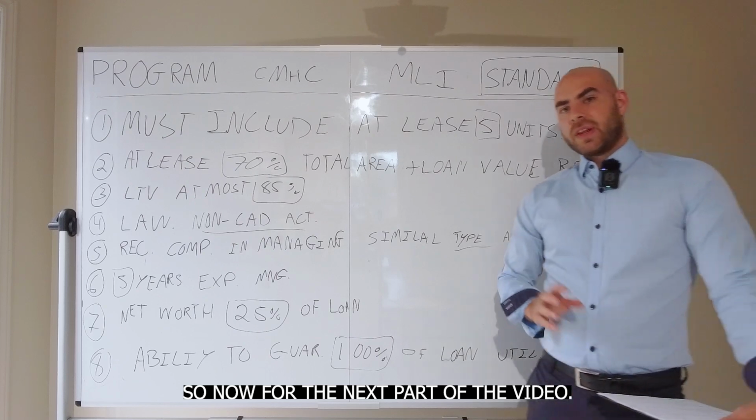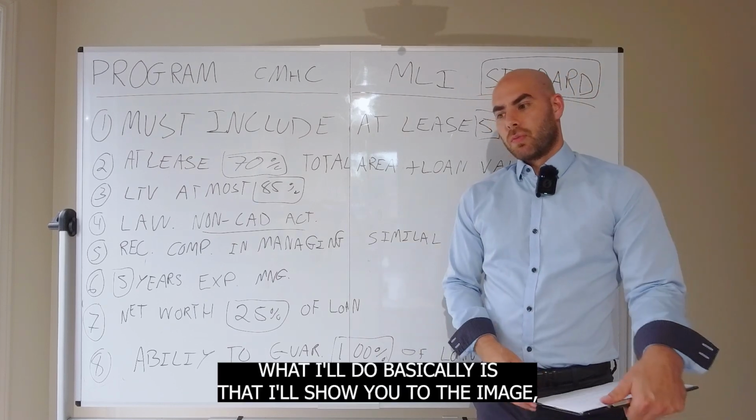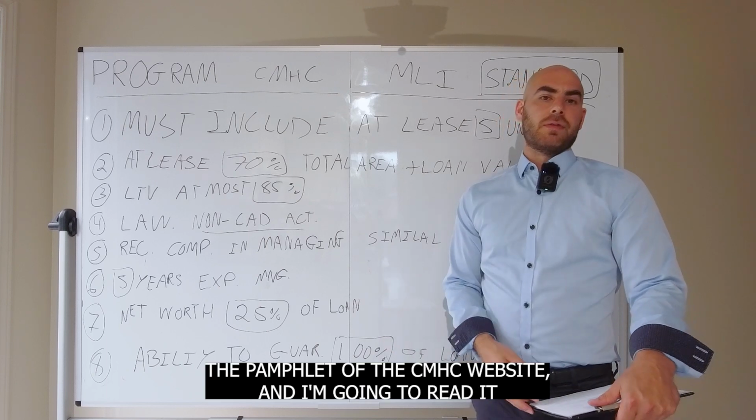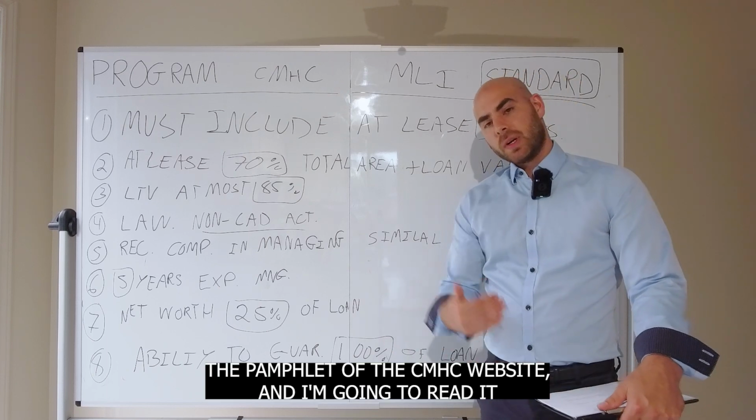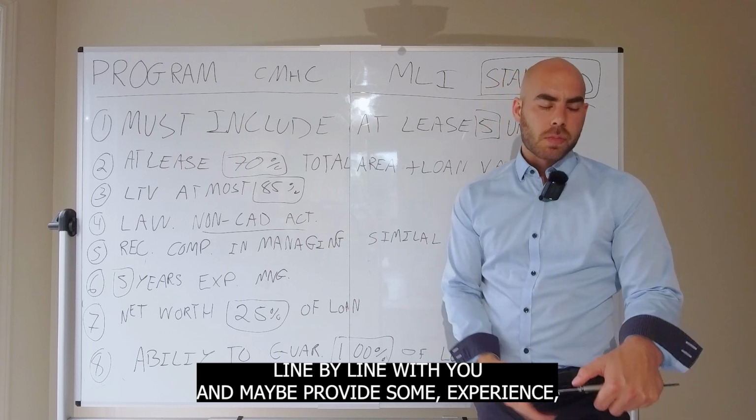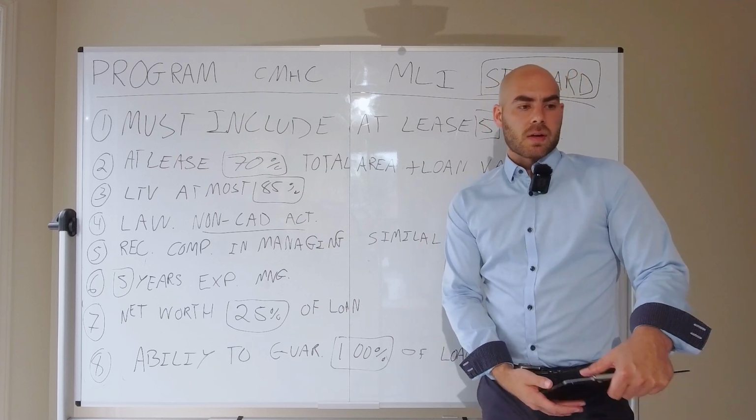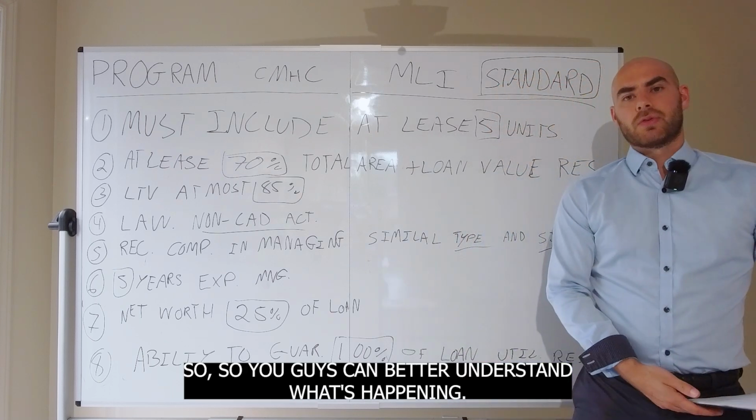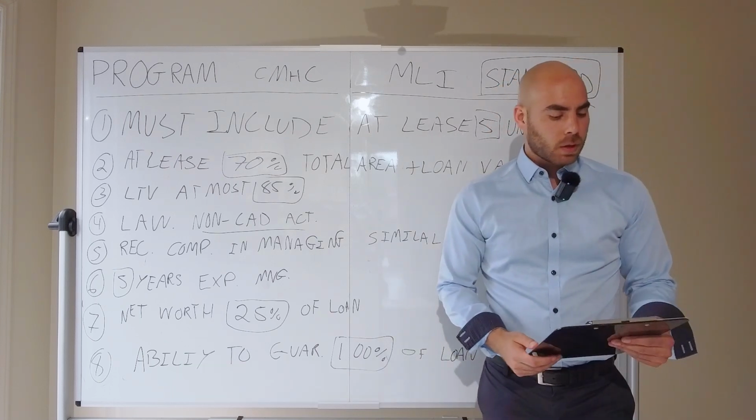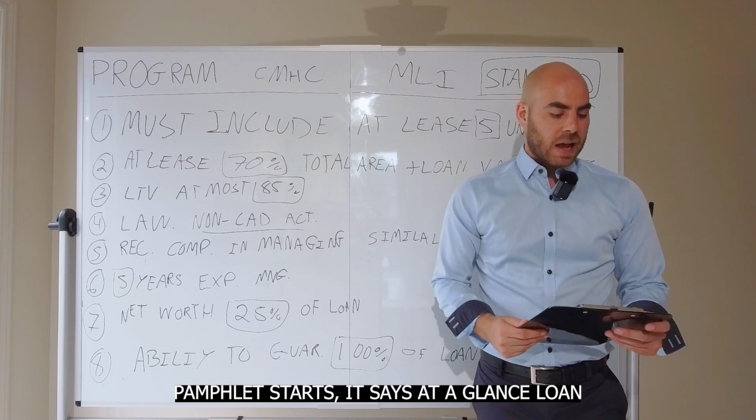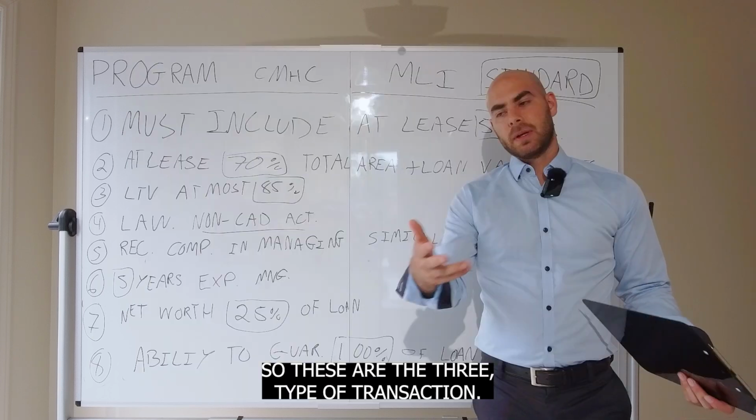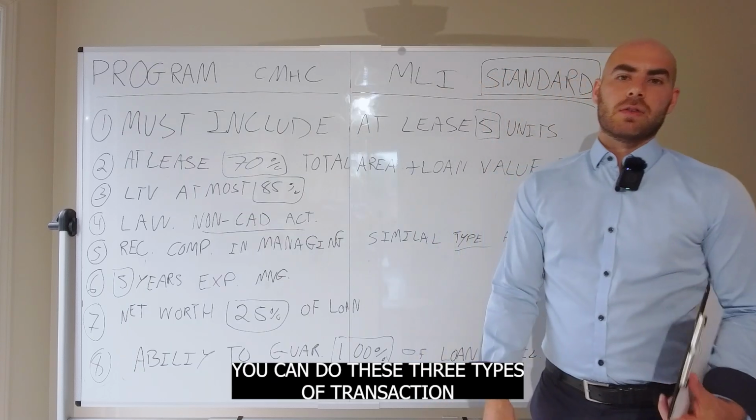So now for the next part of the video, what I'll do basically is show you the image of the pamphlet from the CMHC website, and I'm going to read it line by line with you and maybe provide some experience examples throughout the reading, so you guys can better understand what's happening. Pamphlet starts, it says at a glance, loan purpose, construction financing, purchase and refinance. So these are the 3 types of transaction you can do.